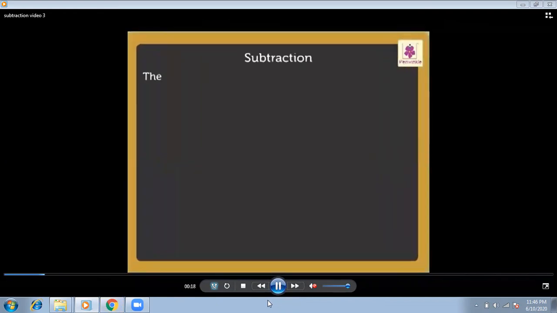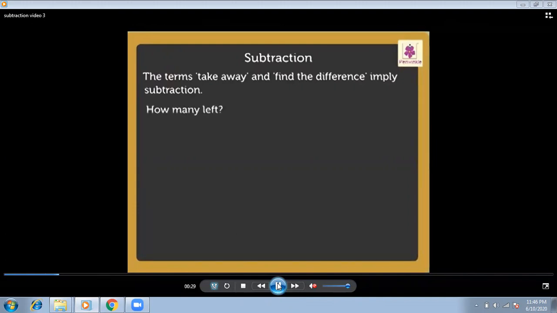Okay, there are some terms used in subtraction. You must be familiar with those terms when you're supposed to do subtraction, because these terms are used in your story sums or even the questions as well. If these terms are used in the questions, it will be easy for you to understand that the questions are asking about subtraction. For example, terms like take away, find the difference, are used for subtraction. How many left, how many more, how many less than, the difference of.